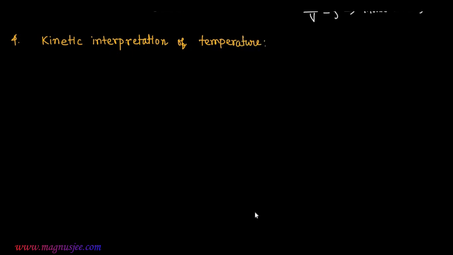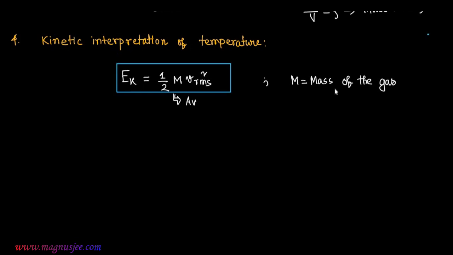Now we can state the kinetic interpretation of temperature. We know that the average kinetic energy of translation of capital N number of gas molecules is Ek equals 1/2 M Vrms square, where M is the total mass of the N number of gas molecules.